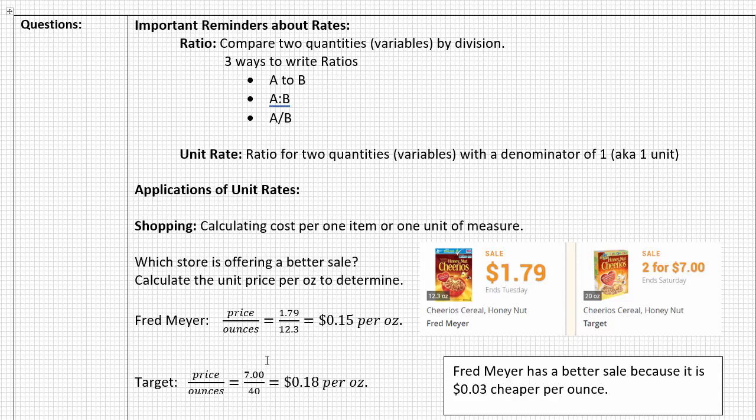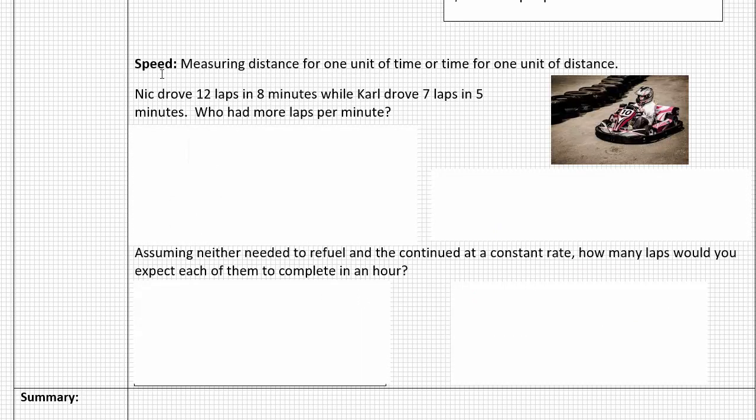Let's look at another common application of unit rates. So oftentimes when we're comparing speed, we can look at measuring distance for 1 unit of time, or vice versa, how much time it took for them to go 1 unit of distance. So here we're talking about the go-kart track at Oaks Park.